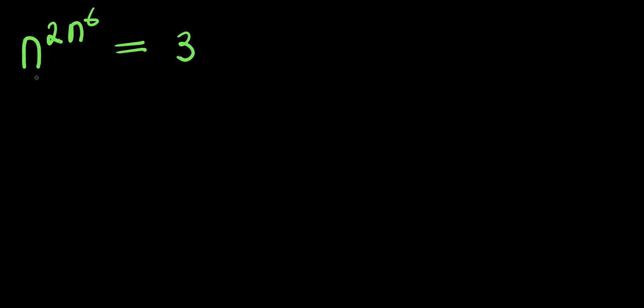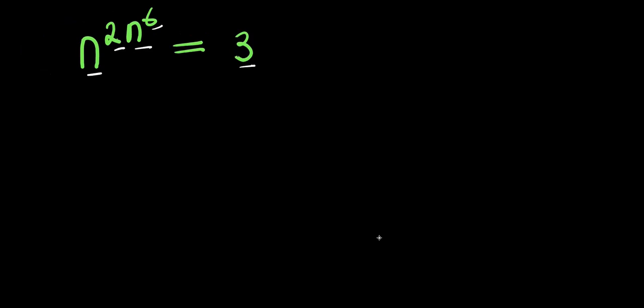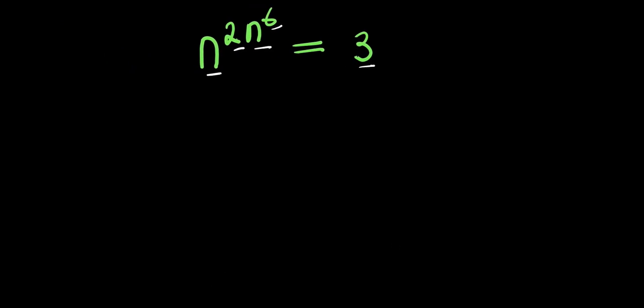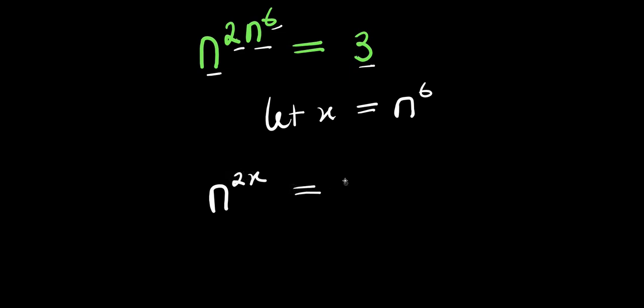Hello, how to solve this: n power 2 times n power 6 equals 3. Okay, so for us to solve this, we can make use of two different methods. Now, let me start it this way. I can say let x equals n power 6. So that means I'm going to have n power 2 times x equals 3.